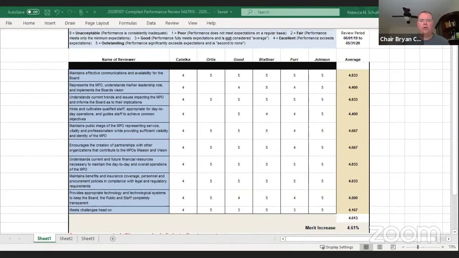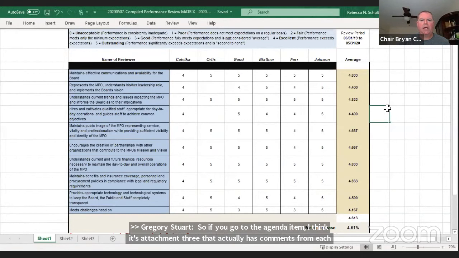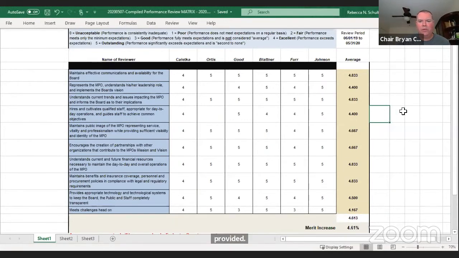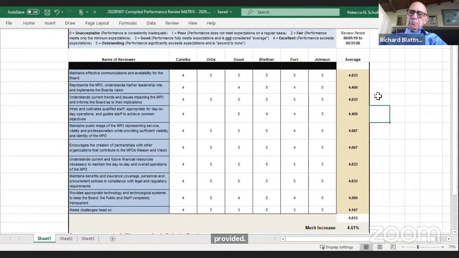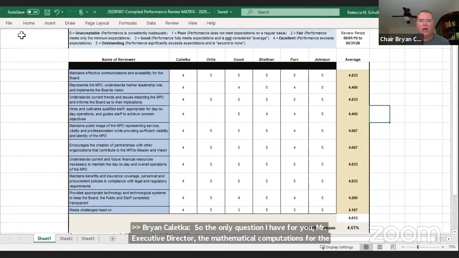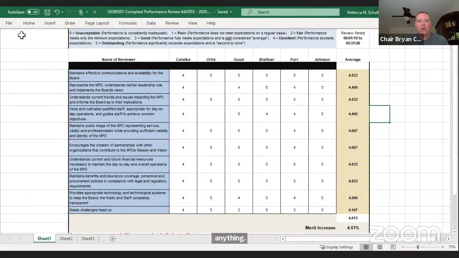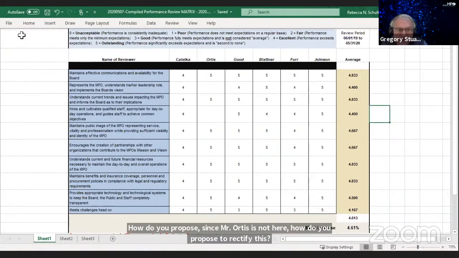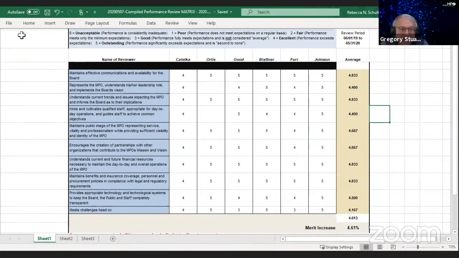So the only question I have for you, Mr. Executive Director, is I can see that the mathematical computations for the 2 missing questions from Mayor Ortis is not calculated in. So it's not weighted as a 0, or as anything. Since Mr. Ortis is not here, how do you propose to rectify this? Actually, to be very frank with you, I talked to him briefly this morning, and he's like, oh, don't worry about it. And I don't care either. I'm fine leaving them blank and letting it go that way. Frank just forgot to fill them out. I don't know how, but he did.